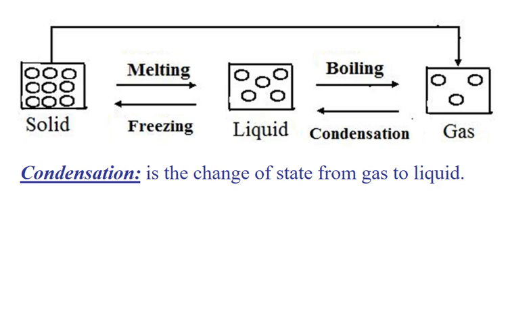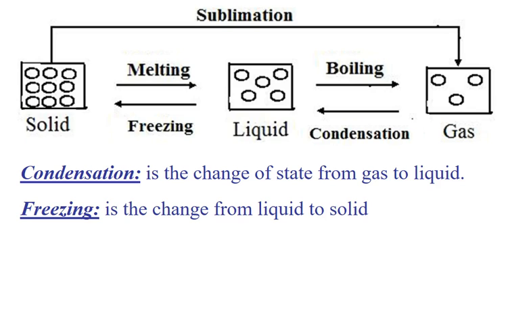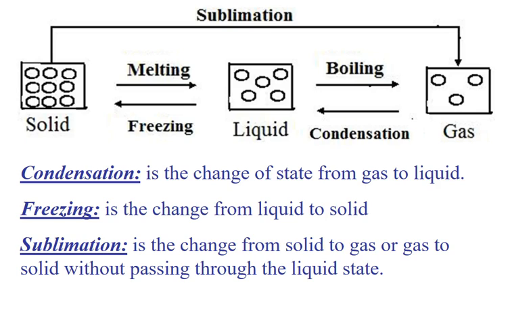Now, some solids, when we heat them, do not change into liquid. They change into a gas directly. This is called sublimation, when a solid changes directly to a gas, or a gas changes to solid without passing through the liquid state. This happens in some cases, for example, iodine or carbon dioxide. When we heat iodine, the solid becomes a vapor directly, and when cooled, it turns back to solid. Carbon dioxide gas, when it is cooled, also becomes a solid directly without passing through the liquid state.